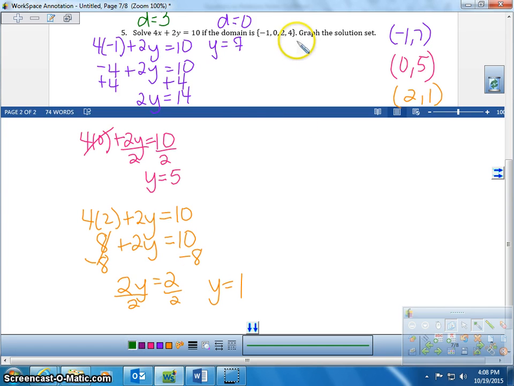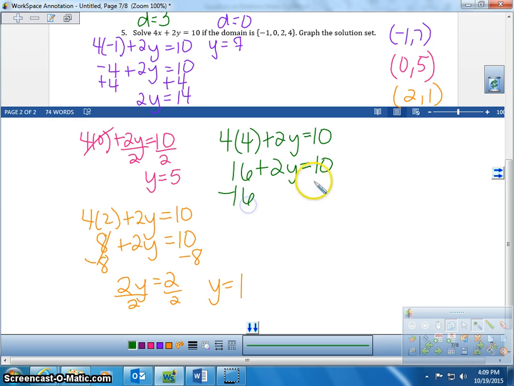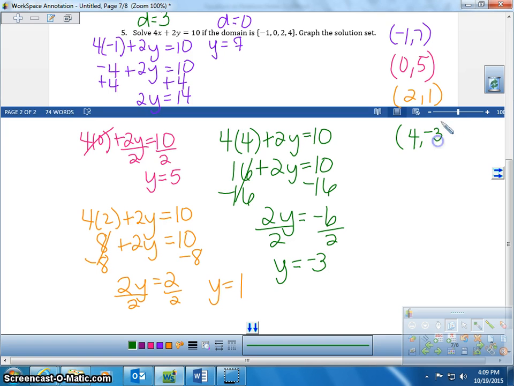And lastly, you're going to do 4. So plug in 4. 4 times 4 plus 2y is equal to 10. 4 times 4 is 16 plus 2y is equal to 10. Subtract 16 from both sides. 2y is equal to -16. Divide by 2. Y is equal to -3. My last ordered pair is 4, -3. Then it says graph the solution set.